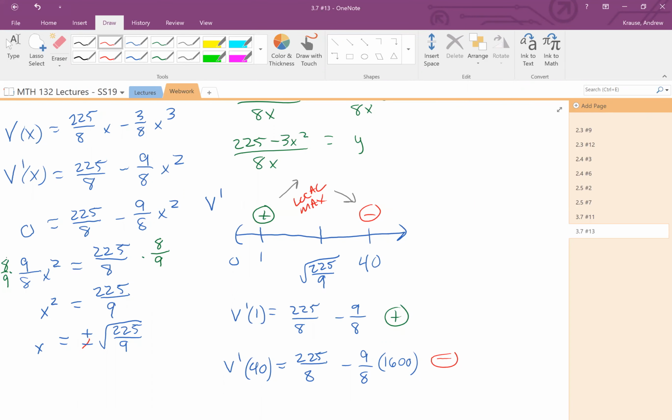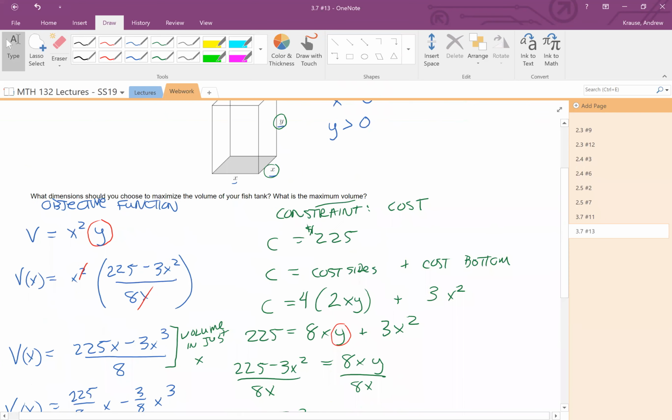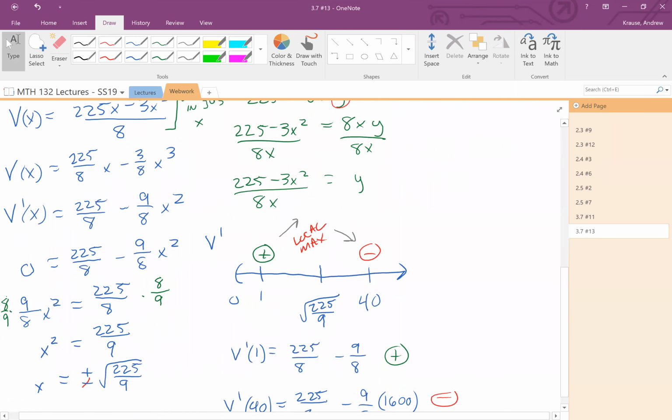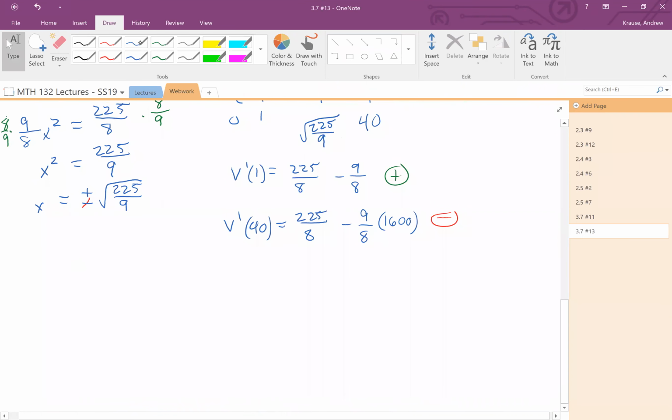So our problem asked, what are the dimensions that we should choose to maximize the fish tank? And then also, what is the maximum volume? Okay, so we have two different answers here that we have to consider. We need to figure out the dimensions, and we need to figure out what is the max volume.